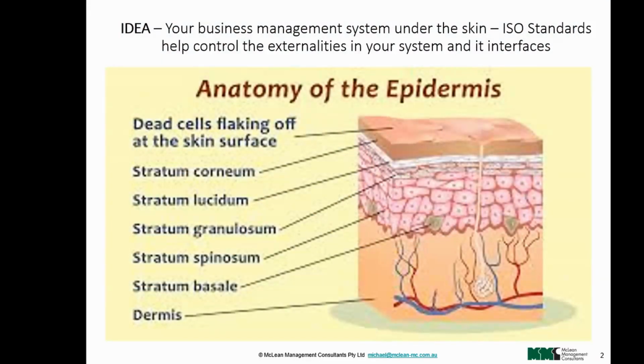Your business management system is a bit like your skin. The ISO standards help you control the externalities that you'll be facing in your data world and making sure that those externalities are controlled so that your business can operate just like your body. Everything relies on our skin to protect us. What the ISO standards are helping you do is control those externalities by understanding them and then making sure the various procedures and processes that support your business are operating efficiently.